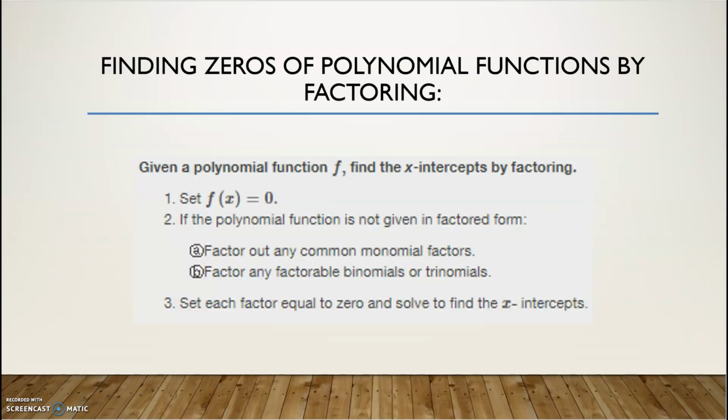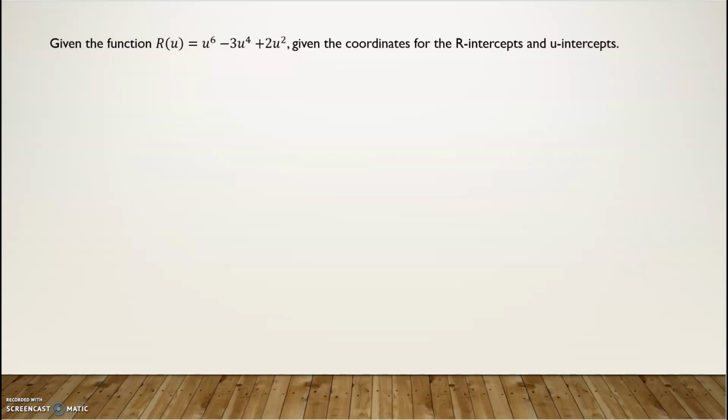Now let's find zeros for polynomial functions by factoring. So what we're going to do is the same thing as what we did for finding y and x intercepts, except now we're just going to add factoring to it. So let's look at this one right here. R of u is equal to u raised to 6 minus 3u raised to 4 plus 2u squared. And we're going to give the coordinates for the r-intercept and the u-intercept. So the r-intercept is basically like the y-intercept, and the u-intercept is basically like the x-intercept.